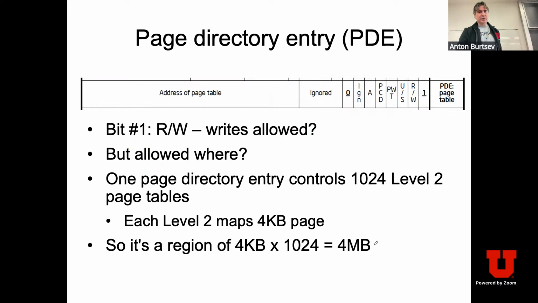What else can we do? So this is the explanation that the entire thing controls a region of 4 megabytes, and that's how we arrive at it. So it's 4096 multiplied by 1024, which gives us 4 megabytes.